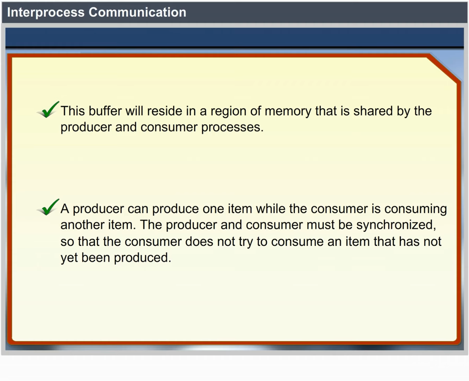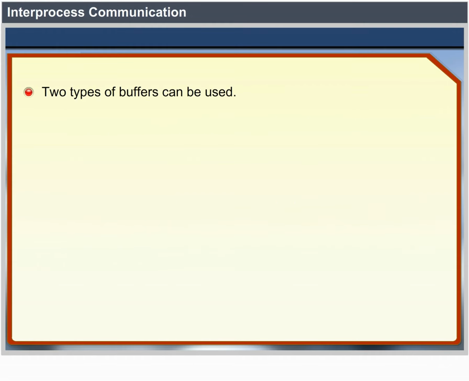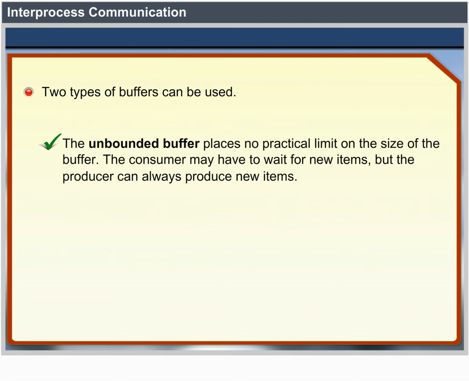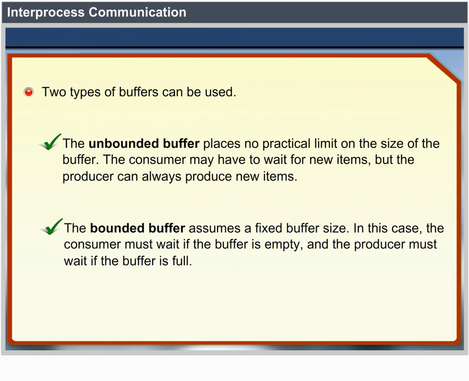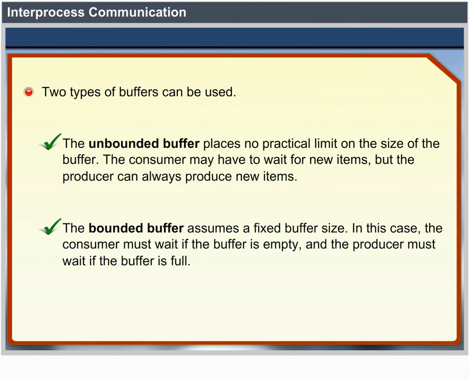Two types of buffers can be used. The unbounded buffer places no practical limit on the size of the buffer. The consumer may have to wait for new items, but the producer can always produce new items. The bounded buffer assumes a fixed buffer size. In this case, the consumer must wait if the buffer is empty, and the producer must wait if the buffer is full.